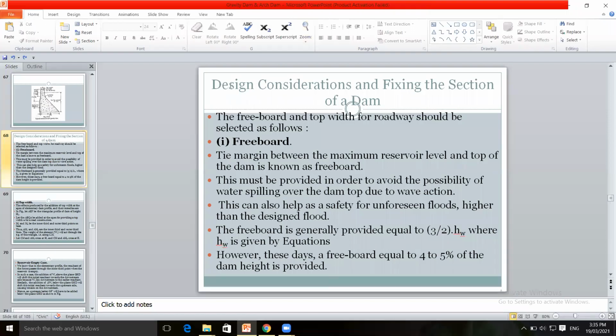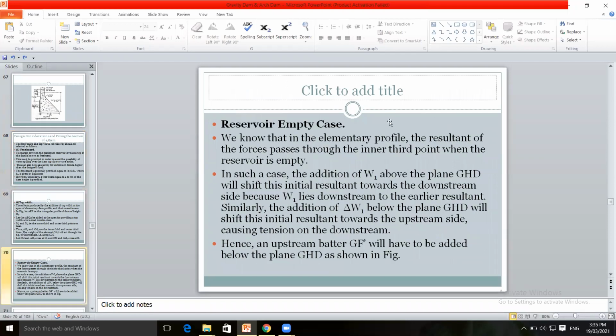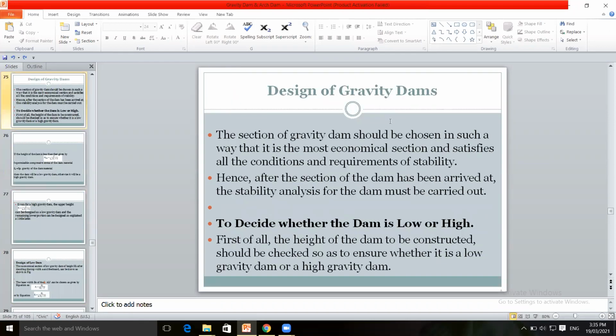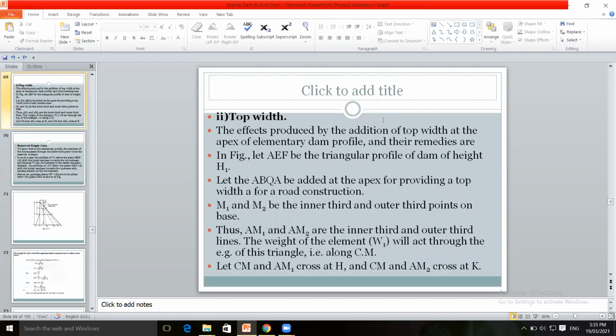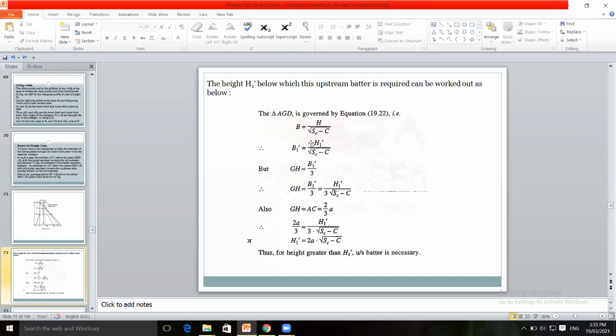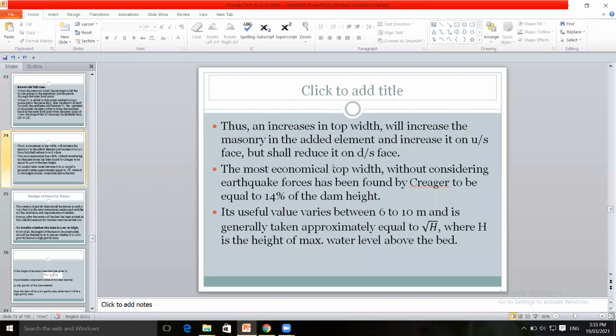In the last lecture, we have seen design considerations and fixing the section of the dam. By considering these two conditions for providing the freeboard and top width for roadway, we have derived the equation of H1 hash, how it is calculated for the reservoir full case and reservoir empty case.